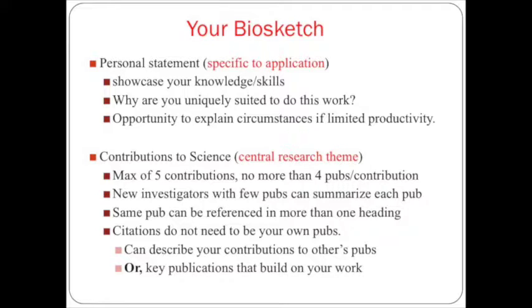Citations do not need to be your own publications. That's another thing. Sometimes you'll find a publication that used your work. They used your results. You stimulated the conduction of that particular manuscript. You may have even contributed to that manuscript, but as an author down the line. But even if you didn't, you can describe the utility of that paper and how it rested on your work in that paragraph. I'd put it in there.